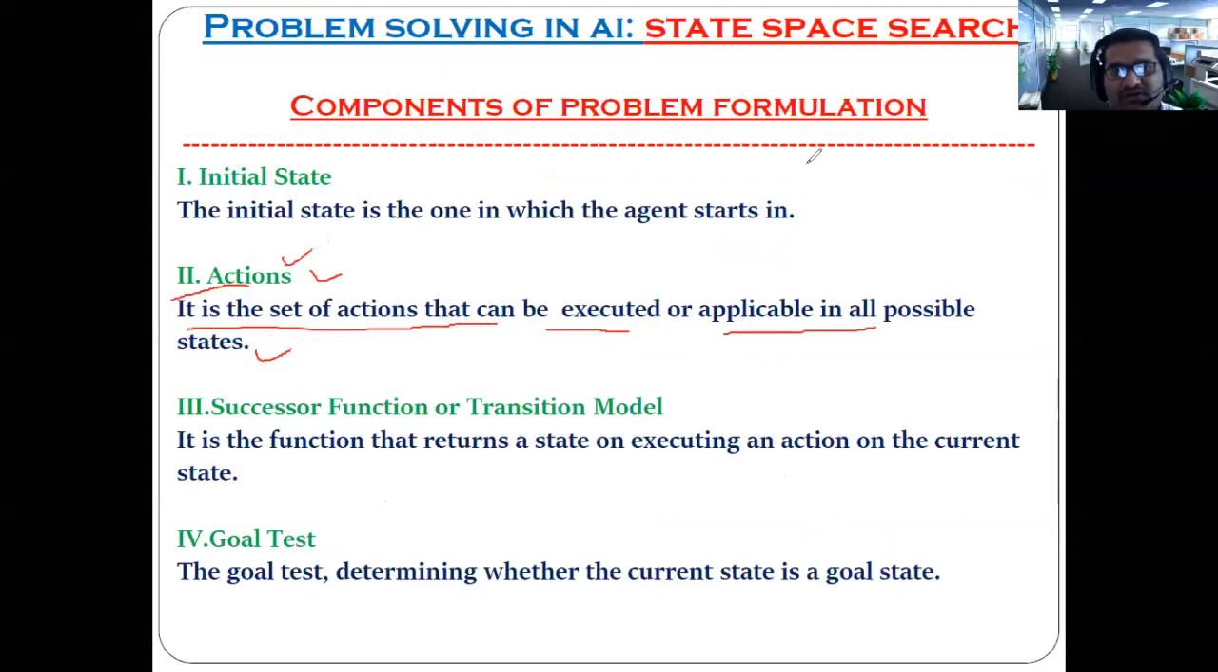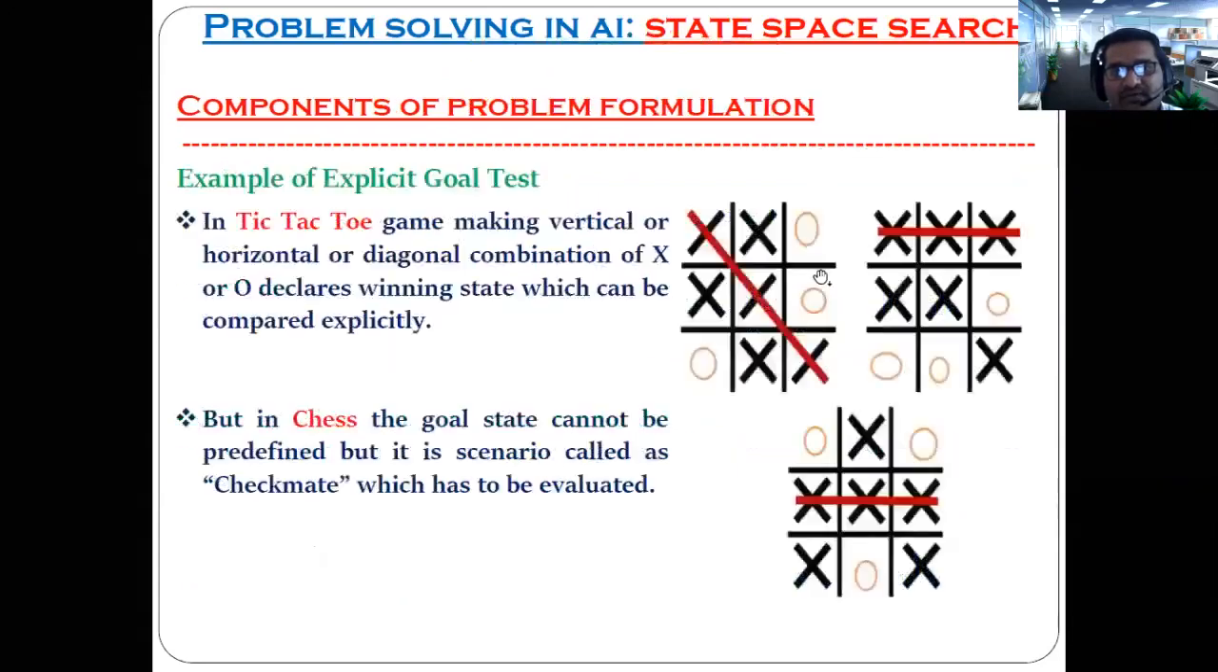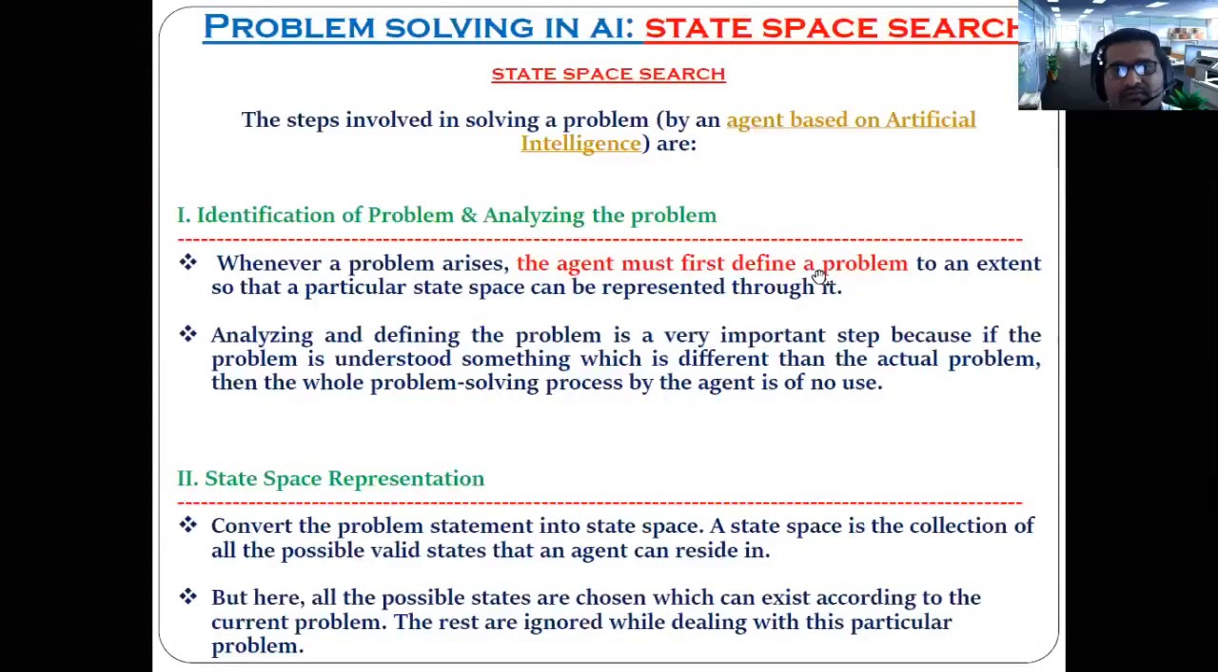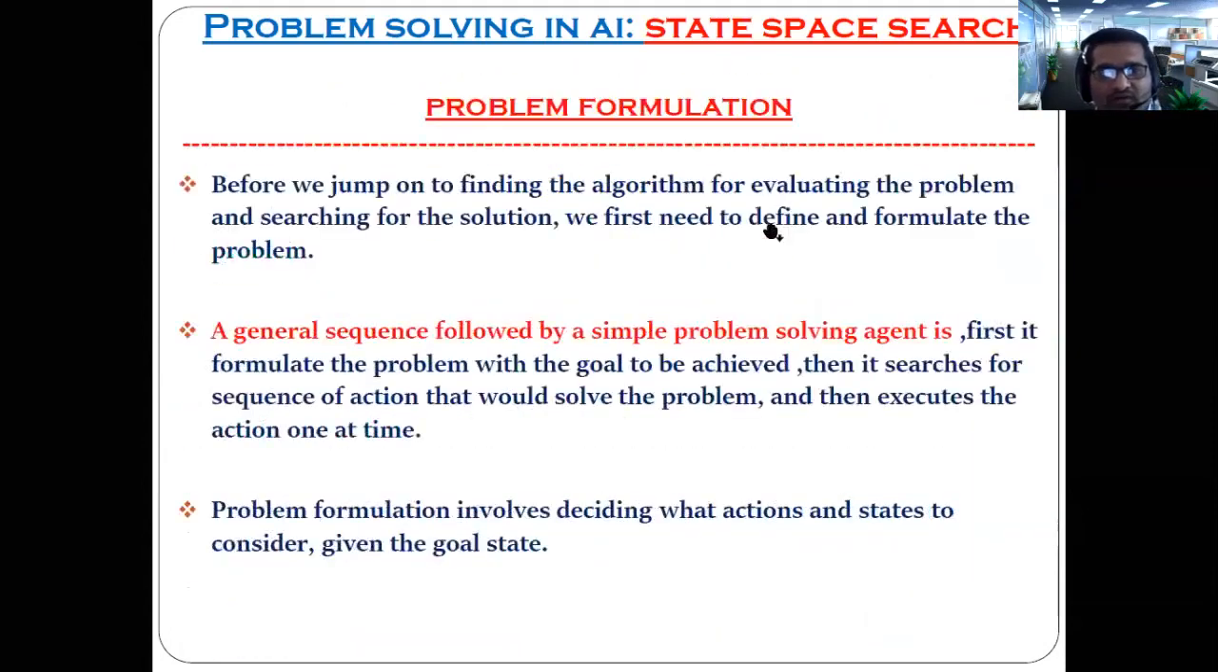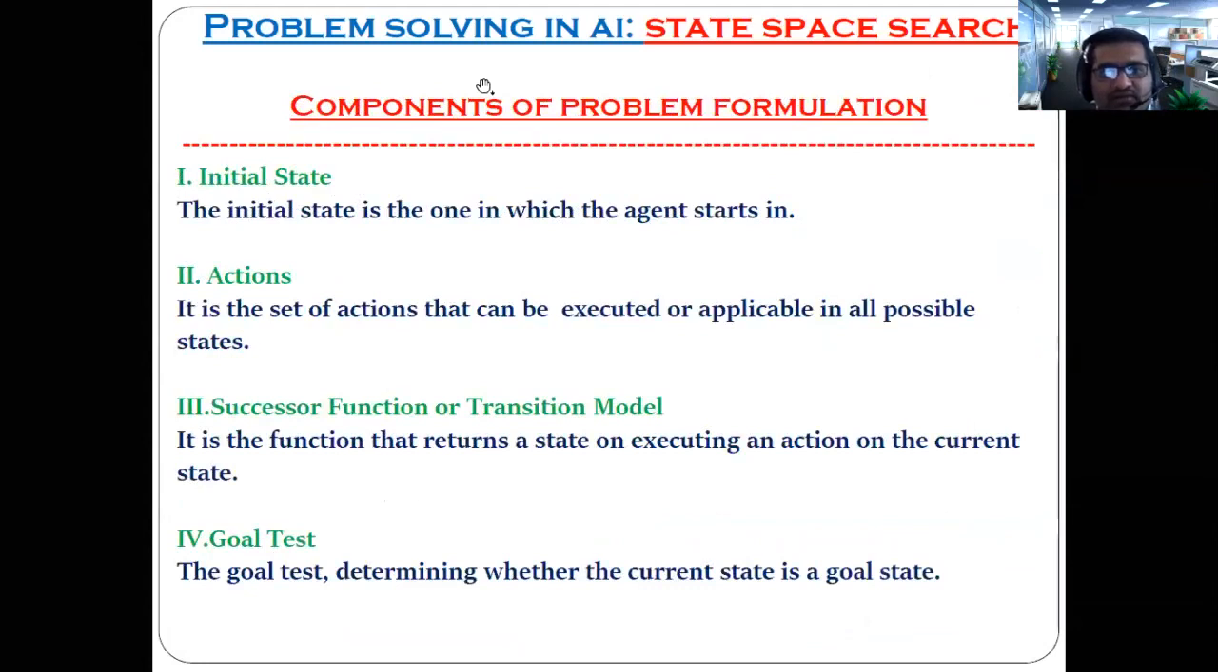Let me take you to the figure again. Here, on each of these states, this initial state and the states you get after that, on all the states, which action is to be performed? That is nothing but our second component in the problem formulation. Then the third important one, the third component, successor function, which is also called the transition model.